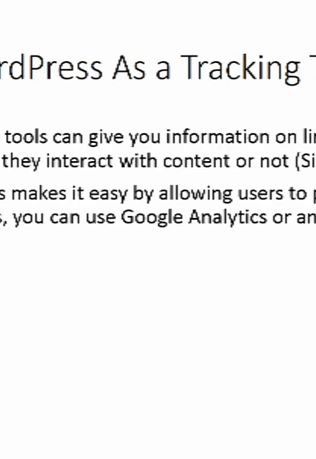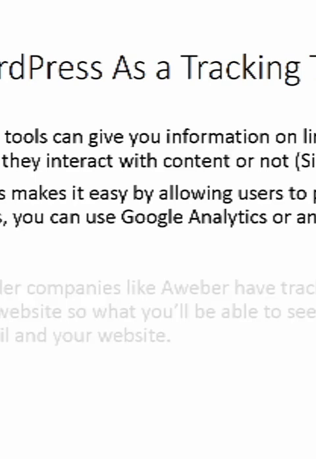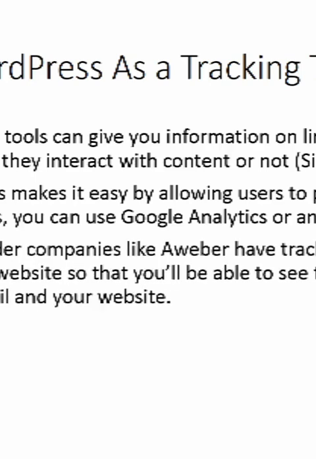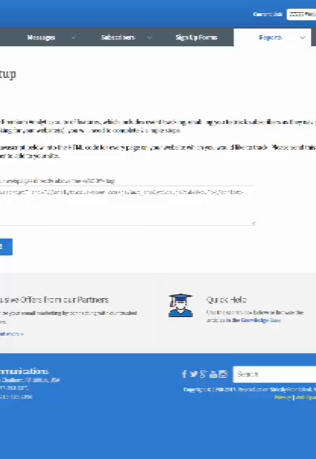Now, because WordPress makes it easy by allowing users to place embed codes on pages and posts, you can use Google Analytics or any third-party tool. Many autoresponder companies like Aweber have tracking codes that you can place on your website so that you'll be able to see the interplay between your email and your website. And they make the code available in their reports area.